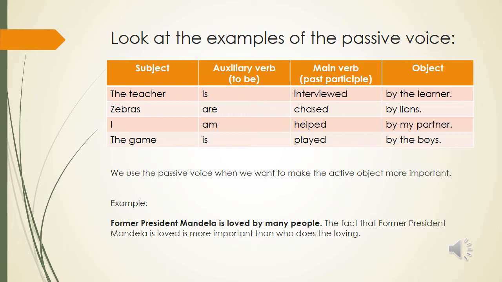We use the passive voice when we want to make the active object more important. For example, the former president Mandela is loved by many people. The fact that the former President Mandela is loved is more important than who does the loving.